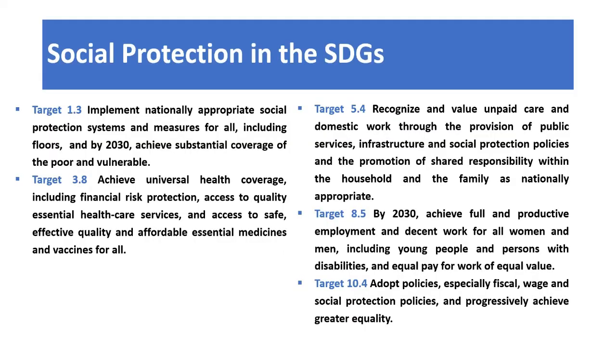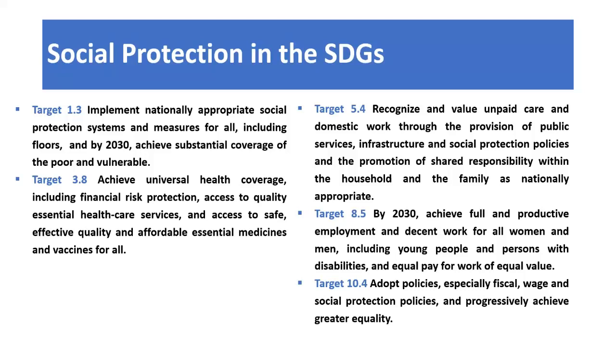Now we look at social protection in the Sustainable Development Goals. The main goal related to social protection is Goal 1, Target 1.3, which says that countries should implement appropriate social protection schemes and measures for all, including social protection floors, and by 2030 achieve substantial coverage of the poor and vulnerable.